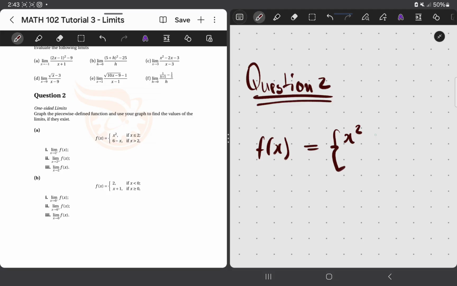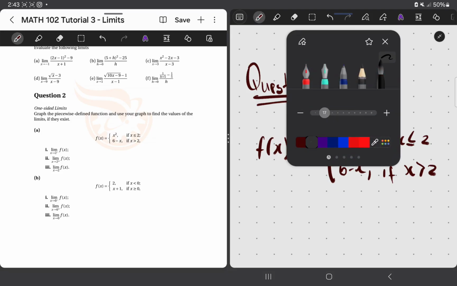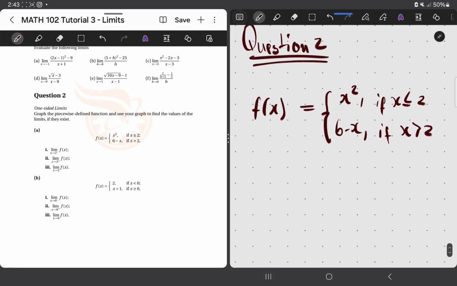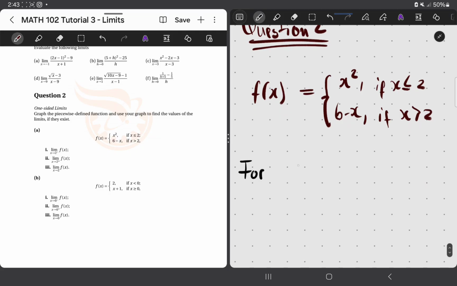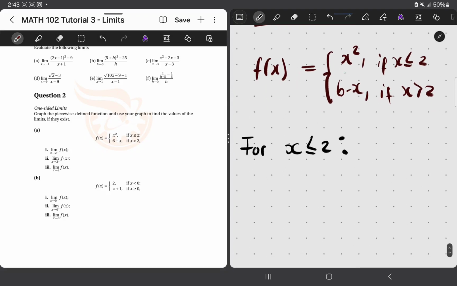This function is x squared if x is less than 2. So when x is less than 2, it will be an x squared graph, okay? Not even a problem. And then it is 6 minus x if x is greater than 2. So when x is greater than 2, then it becomes 6 minus x. Okay, so now let's put it. So for x less than or equal to 2, this graph is x squared, okay? This is the graph for x squared.